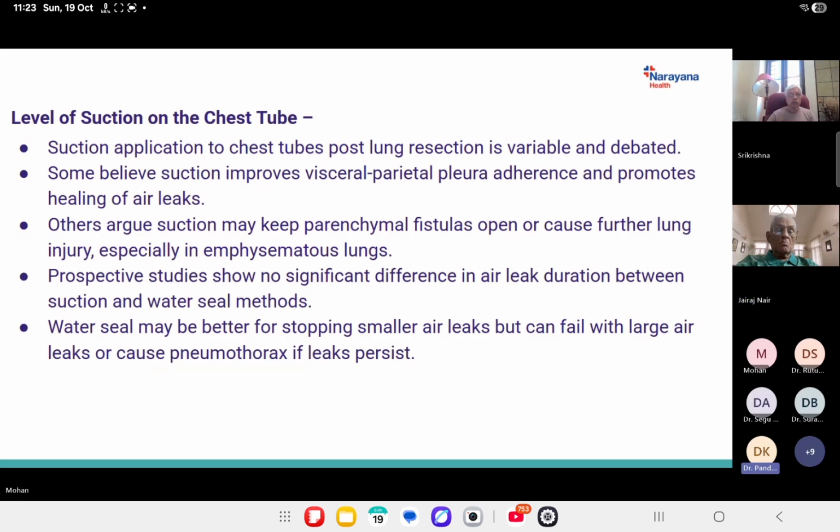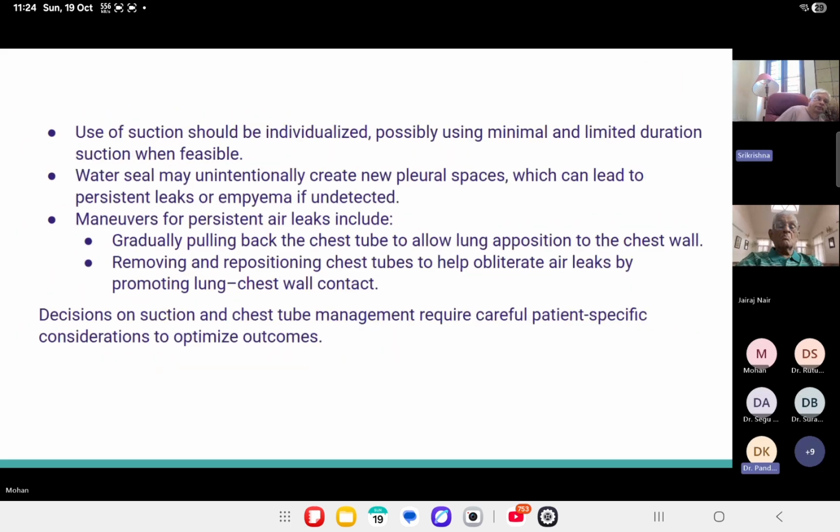Water seal may be better for stopping smaller air leaks, but can fail with larger leaks and cause pneumothorax if the leak persists. Use of suction should be individualized, possibly using minimal and limited duration of suction when feasible. Water seal may unintentionally create new pleural space, which can lead to persistent leaks or empyema if undetected.